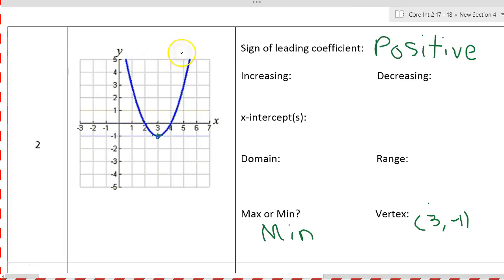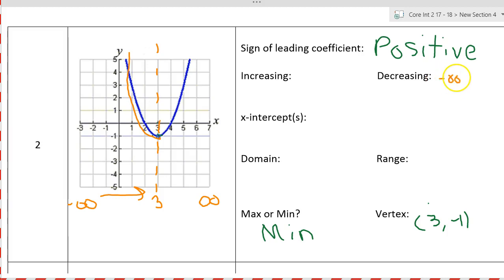Increasing or decreasing. Remember, we split our graph in half at the vertex. So negative infinity to 3, and 3 to infinity. I'm going to look at the left half first, again reading left to right. If I draw it, I am dropping down. So that's decreasing. So negative infinity less than x, which is less than 3. We can also write this as negative infinity to 3 in interval notation.